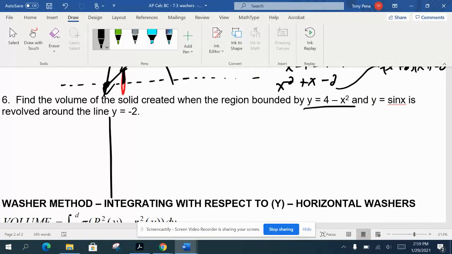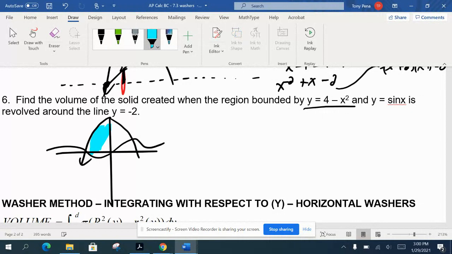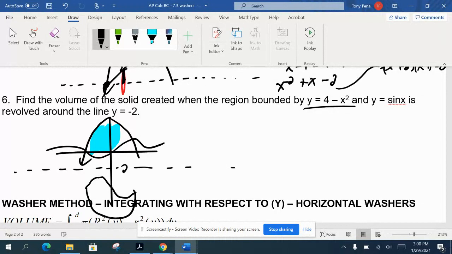4 minus x squared, sine of x. So here's 4 minus x squared, and then the sine of x curve looks like this. So this is our region. Y equals negative 2 down here. That's what we're rotating it around. So we're going to do this reflection. And then this is the reflected area.